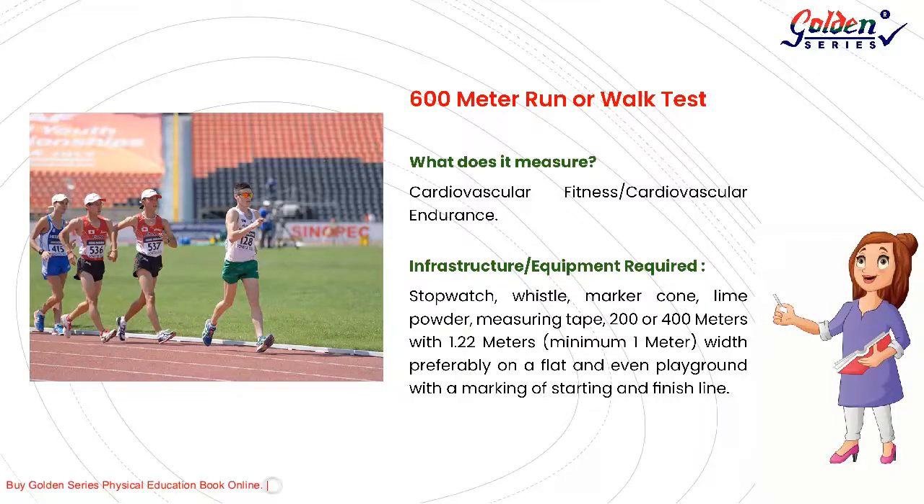Run or walk. What does it measure? Cardiovascular fitness, cardiovascular endurance. Infrastructure equipment required. Stopwatch, whistle, marker cone, lime powder, measuring tape, 200 or 400 meters with 1.2 meters, minimum 1 meter, width preferably on a flat and even playground with a marking of starting and finish line.